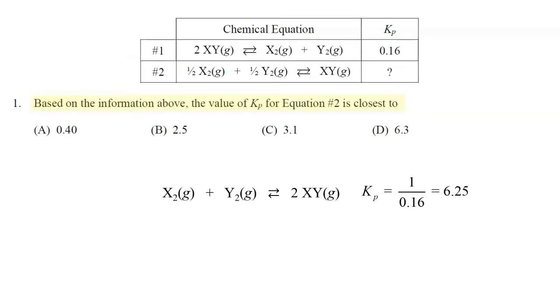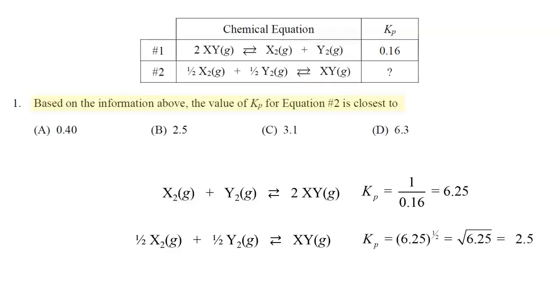So if we take the equation that has an equilibrium constant of 6.25 and we multiply each of the coefficients by 1/2, so that now the coefficients are 1/2, 1/2, and 1, then the new value of K would be 6.25 raised to the 1/2 power. So the square root of 6.25 would be the correct answer to this question, and that is 2.5.